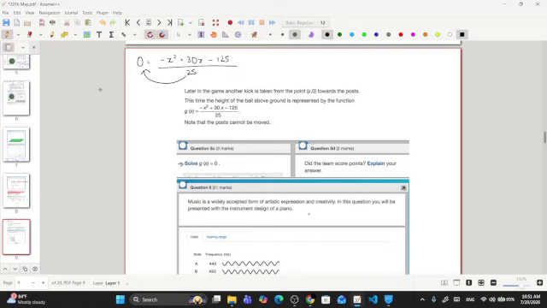So 0 multiplied by 25 becomes 0 as well, right? So we don't have to worry about it. I can say 0 equals minus x squared plus 30x minus 125. And I want to make sure that I have a positive x squared value, so I take the entire equation towards the left. I get x squared minus 30x plus 125 equals 0.